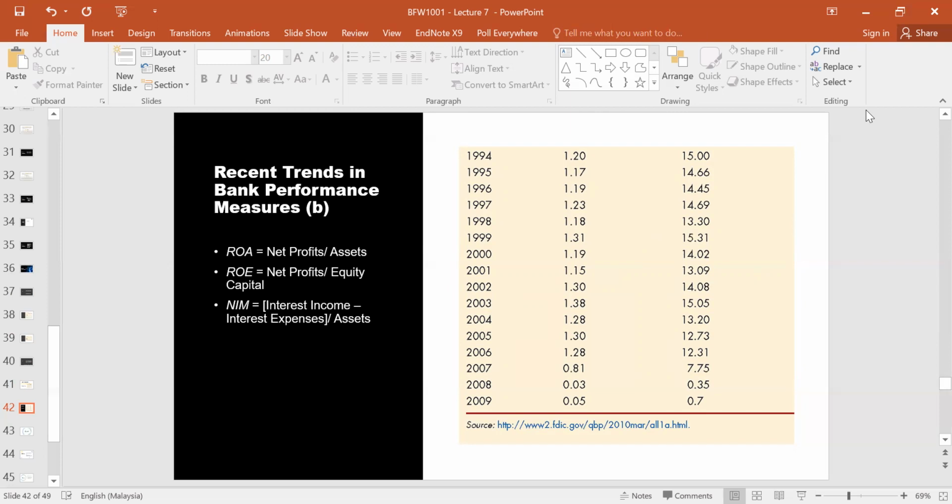Nonetheless, you're welcome to go ahead and read into these numbers and see if there are any patterns that stick out to you.